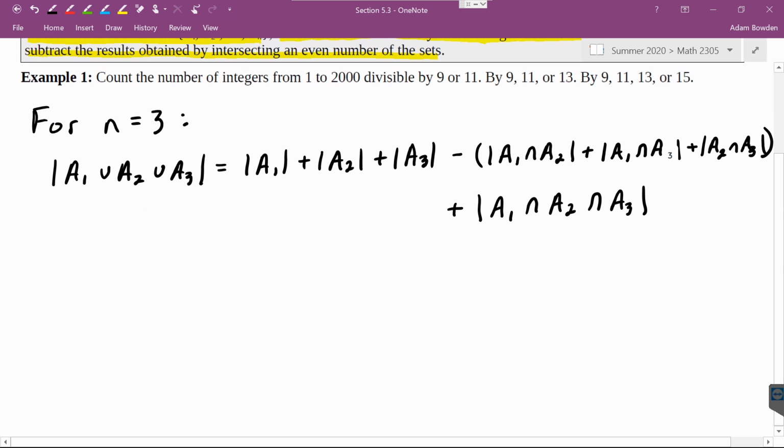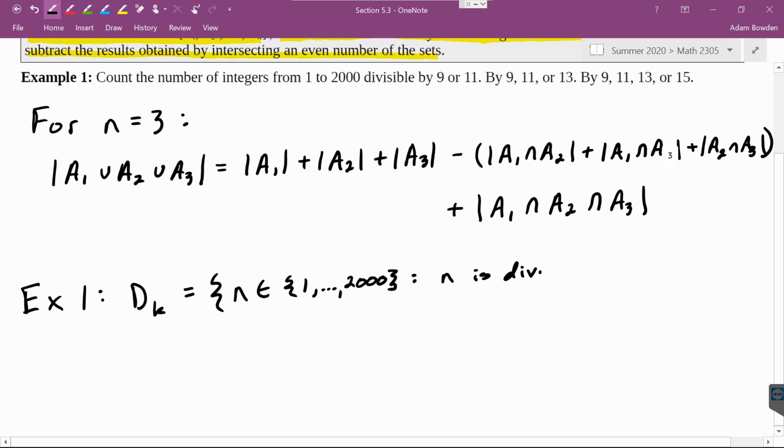In our first example, it says count the number of integers from 1 to 2000 divisible by 9 or 11, by 9, 11, or 13, or by 9, 11, 13, or 15. What we're going to use in this example is the notation that the set Dk is the set of all n in the set from 1 to 2000 such that n is divisible by k.